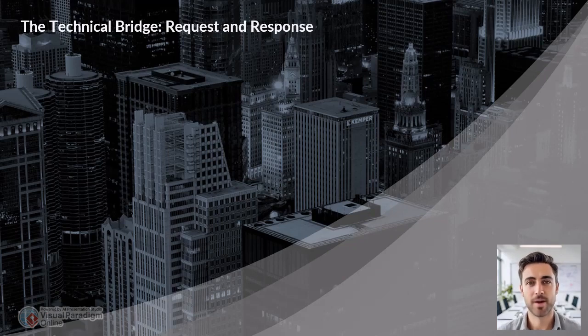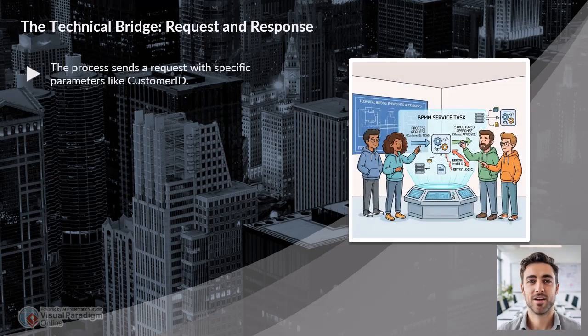Service tasks operate on a strict request-response pattern where the process sends parameters, an external system processes them, and a response is returned. This interaction requires clear engineering scaffolding to define endpoints, triggers, and success criteria. Input data acts as the fuel for the service, ensuring that the external API or microservice receives exactly what it needs to execute its specific function.